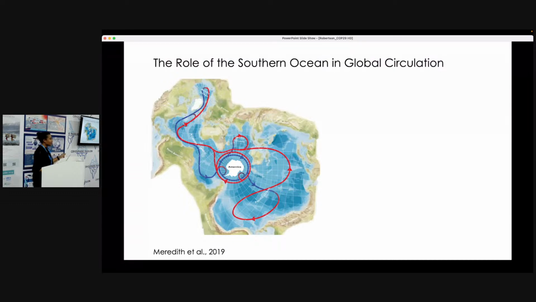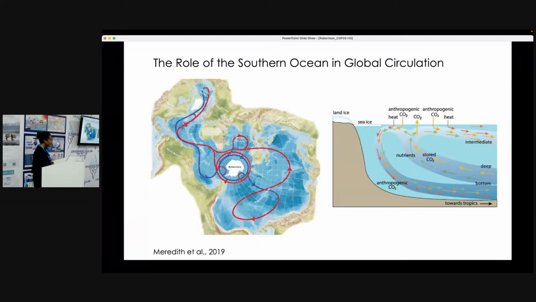So I want to start off a little bit talking about the role of the Southern Ocean in terms of global ocean circulation. In this figure here that I show, we've centered by Michael Meredith. It shows Antarctica and the Southern Ocean at the center of the world in terms of global ocean circulation to illustrate the importance of overturning waters in the Southern Ocean and Antarctica as far as global circulation is concerned. This is important not only for the transport of nutrients, but also for the storage of heat and carbon in the ocean.